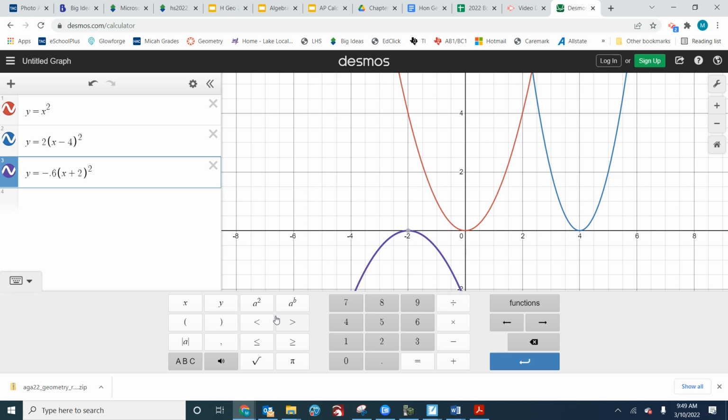All right, guys, there it is right there. Our vertex is negative 2, 0. It opens down, and it's going to be wider. If you want to see it, you can open your graph out so it gets a little bigger, a panoramic view, and you can see that blue graph that we just did will be wider.